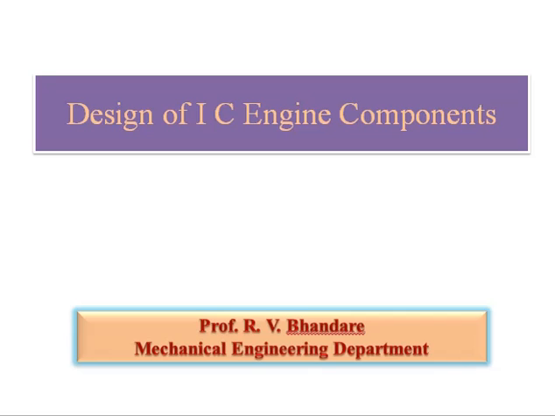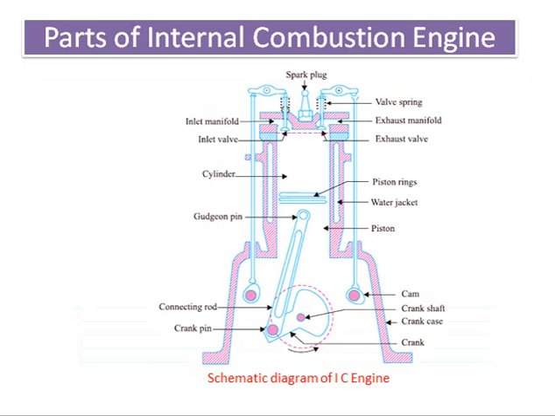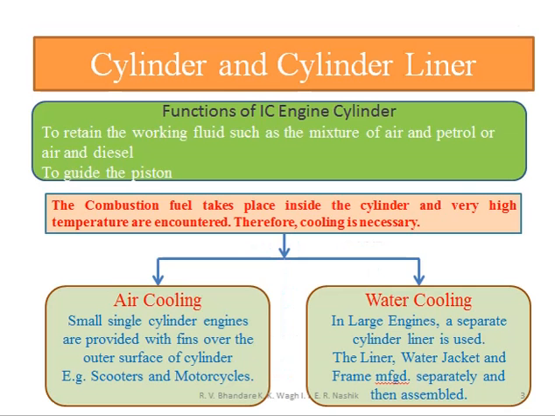Hello friends, today we see the design of IC engine components, and mainly we see the design of cylinder and cylinder liner. Here is a schematic diagram of an IC engine component. We know that the cylinder liner, piston, connecting rod, crankshaft, and valve gear mechanism are the main components of an IC engine. Mainly we focus on the cylinder and cylinder liner.